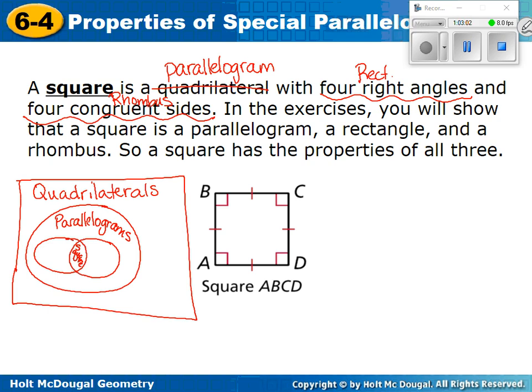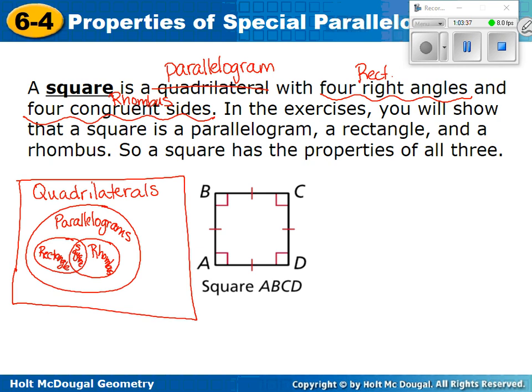Does it matter which circle is the rectangle or the rhombus? No. So you could have a shape that is a rectangle only. You could have a shape that's a rhombus only. But if it's both a rectangle and a rhombus, then it becomes a square. That makes sense? And all of these 3 are definitely parallelograms, and all the parallelograms are definitely quadrilaterals. And so this just kind of helps us organize our thoughts.